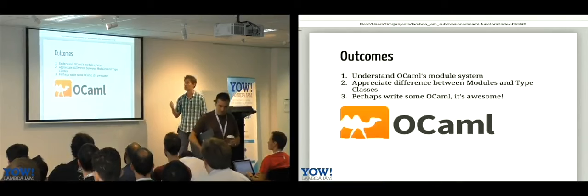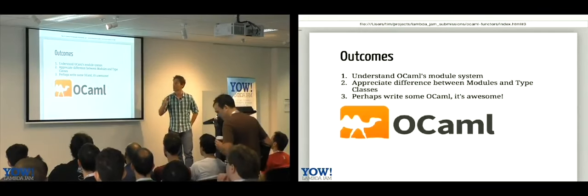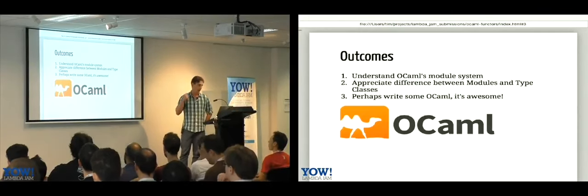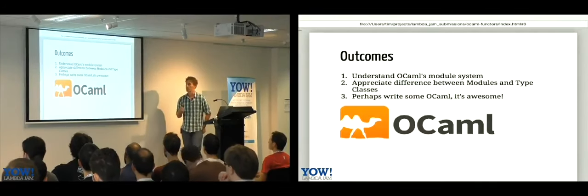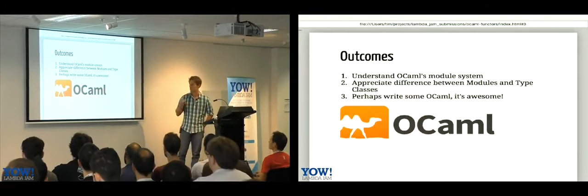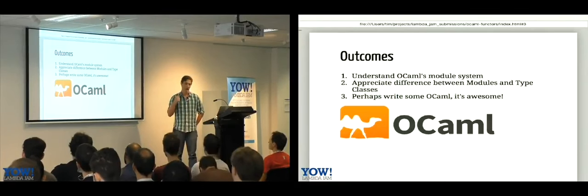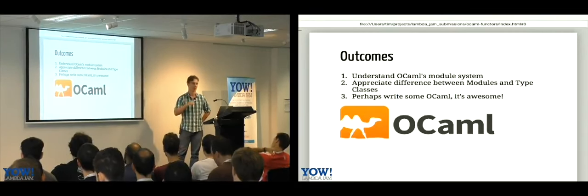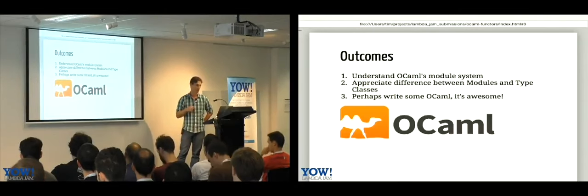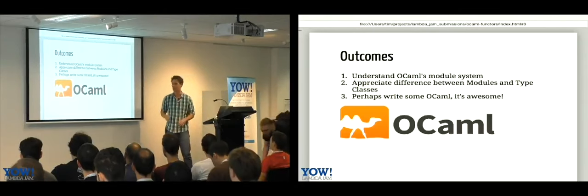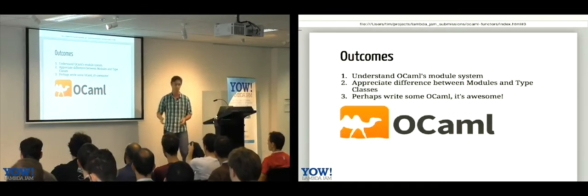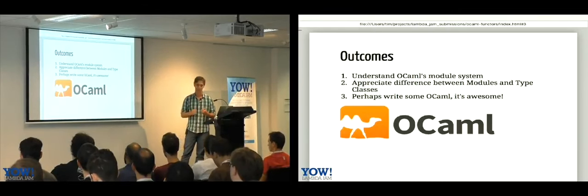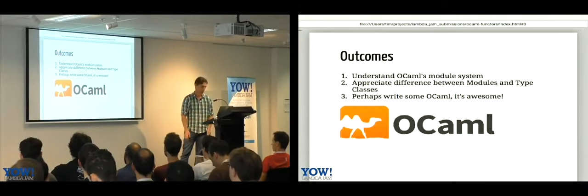As outcomes from this talk, I'd like people to understand OCaml and the module system, and appreciate the difference between modules and type classes. The ML module system, or OCaml module system, comes up a lot with Haskell, like talking around Haskell needing its own module system, and why can't we have a module system in Haskell, and what that module system would do for us in Haskell. So rather than people hand waving and going, oh, they can do this, type classes can do that, let's actually look at it and understand what the two things offer. And then perhaps write some OCaml because it's awesome.